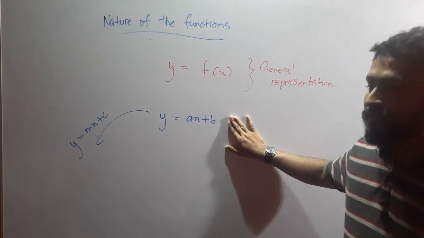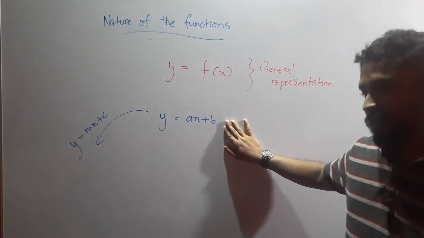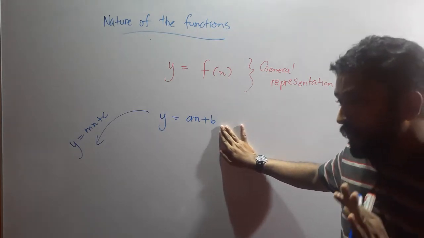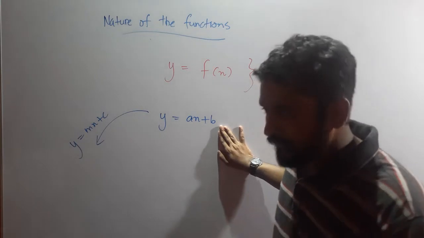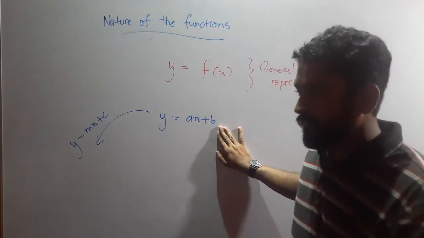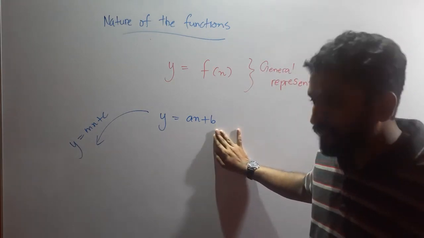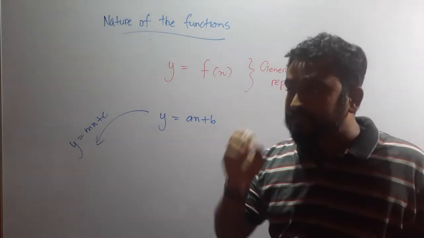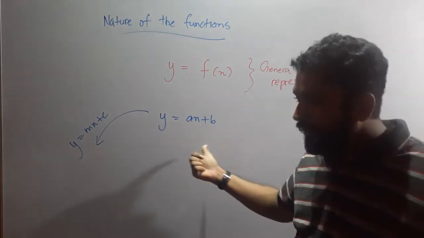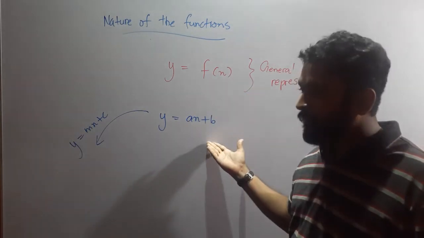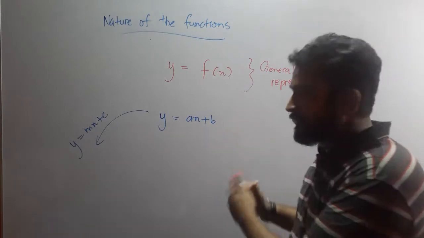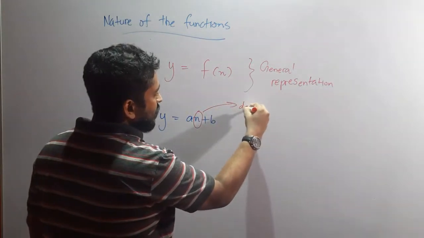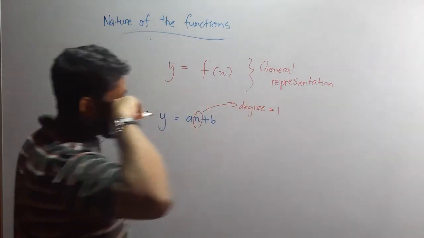What is the degree of this? You already know the answer. A function is also known as an expression. Function is the same as expression. What is the degree of this? Yes, the degree is 1. Degree is defined as the highest power of x in the expression. The only power of x is 1, so the degree of this is 1.